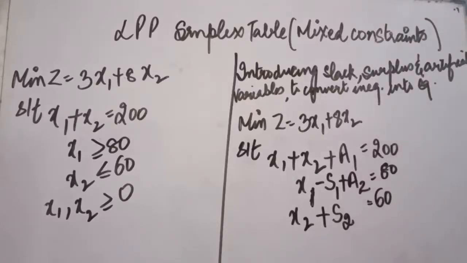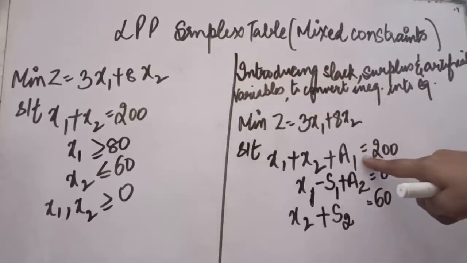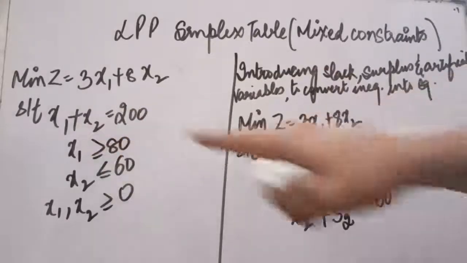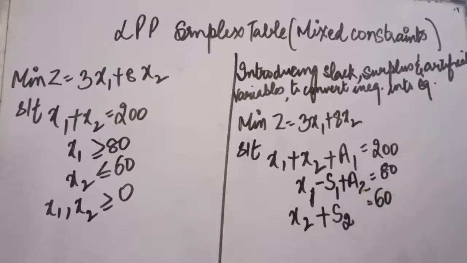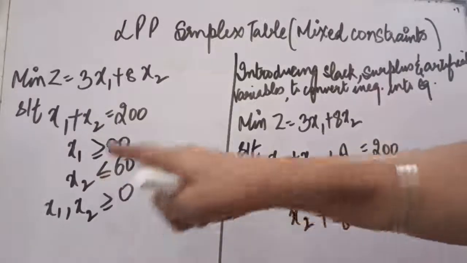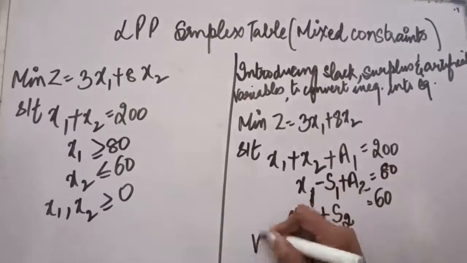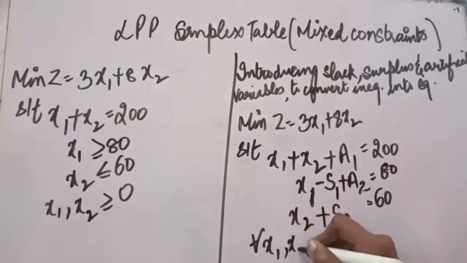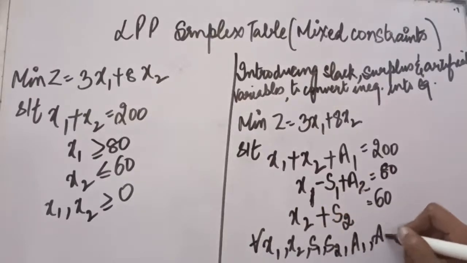So now you can see in the case of mixed constraints, different variables are introduced in every equation. Whenever an equal to sign is there, only introduce the artificial variable. In a greater than sign, introduce surplus as well as artificial in one row. And when a less than sign is there, introduce the slack variable. And in the last, we will write where x1, x2, s1, s2, a1, a2 are greater than or equal to 0.